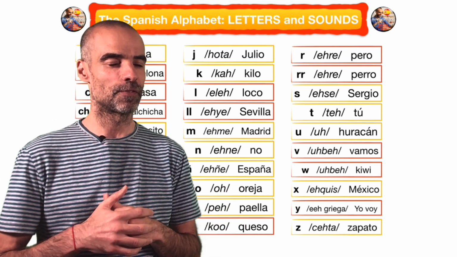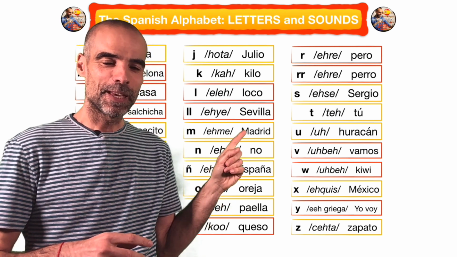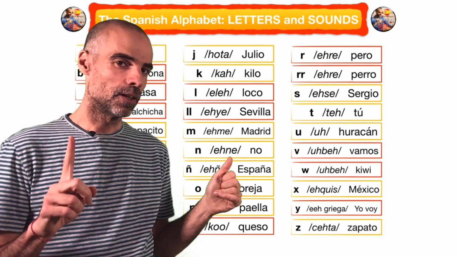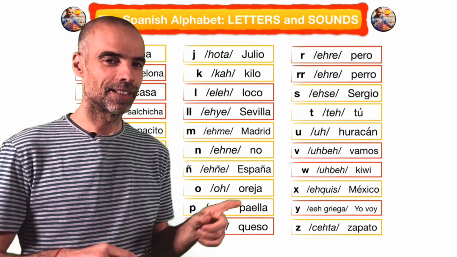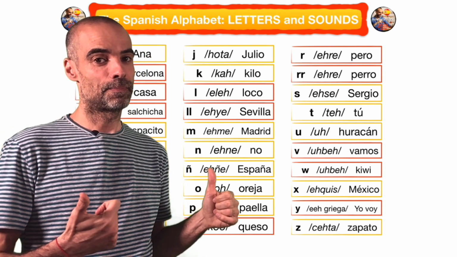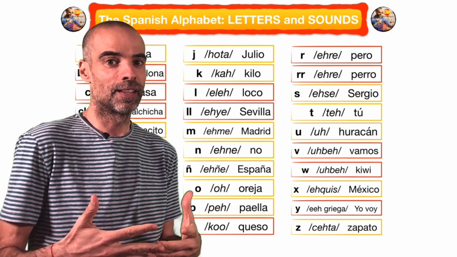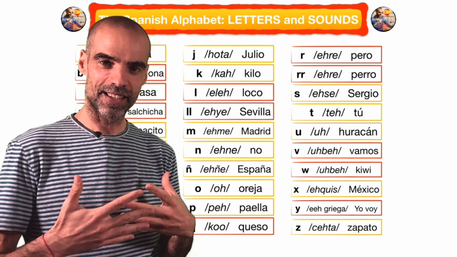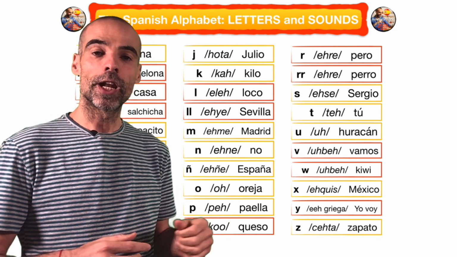Great city. You have to visit someday when you improve your Spanish here. M, Madrid. N de... No. Sí, yes. No. Okay. This is a very Spanish sound. Ñ. And we use it in the name of the country. España. Ña. Ñ. España.